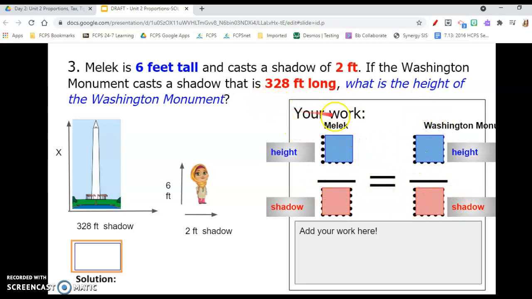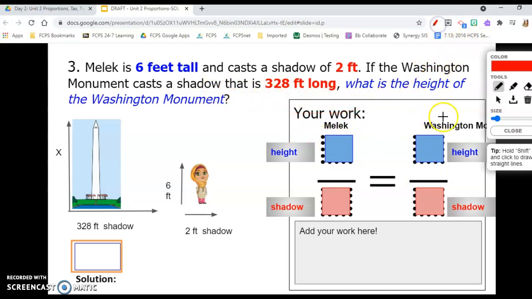So I see in my word problem that Melek is 6 feet tall. So I'm going to plug that in, height. She's 6 feet tall, and she casts a shadow of 2 feet. The Washington Monument casts a shadow of 328 feet long. The shadow, so I'm going to plug that in. My box is really small, and I'm trying to find out the height. So now we're just going to do the same thing that we've been doing before.